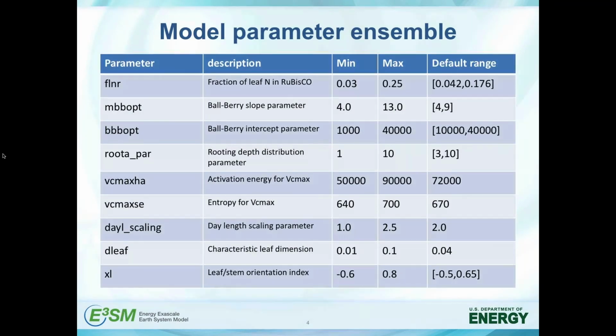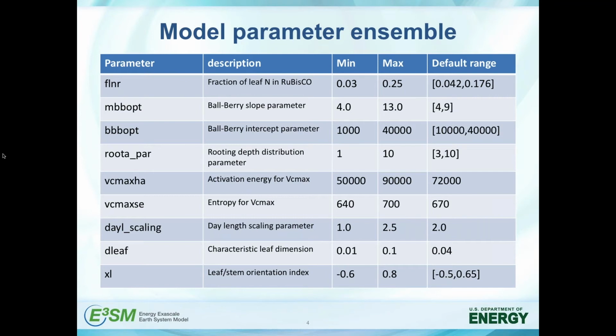So a little bit more information about the parameters that we looked at. So 10 parameters again. So fraction of leaf nitrogen in rubisco, or FLNR, as a strong control on photosynthetic uptake, so proportional to or directly correlated with Vcmax. And so we've picked some ranges of that parameter that are consistent with the literature. So you have min and max values there, and then the default range on the last column that indicates what variation we have in the default model across the different plant functional types that we're using.